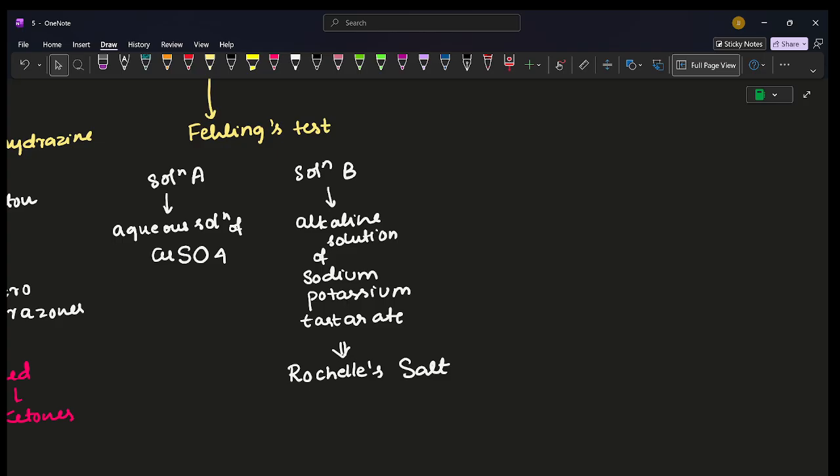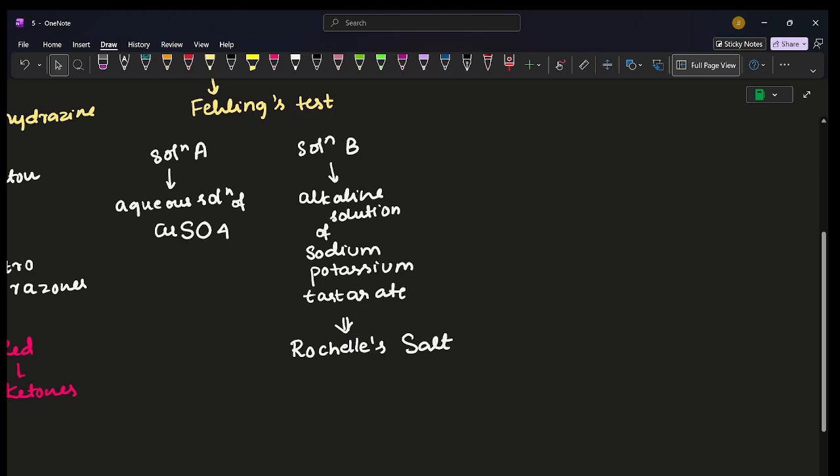Okay, so let's continue. So we have solution A and solution B. Solution A is an aqueous solution of copper sulfate, and solution B is an alkaline solution of sodium and potassium tartrate, which is also known as Rochelle's salt. So let's see who gives this test. Carbonyl compounds which take part in 2,4-DNP. Okay, wait. We mix the two solutions just before use, as Fehling's reagent is not stable when stored separately. And Fehling's reagent contains a complex of copper with tartrate ions as follows.